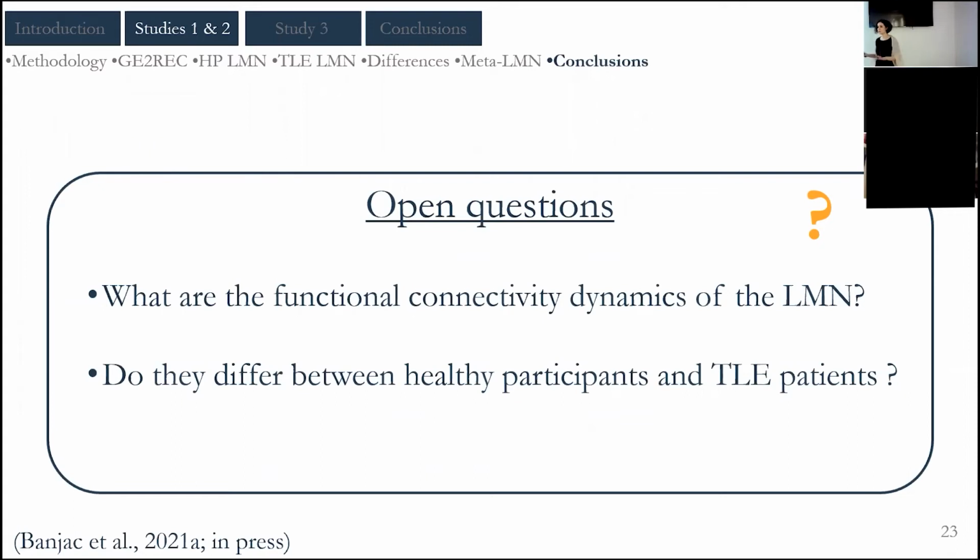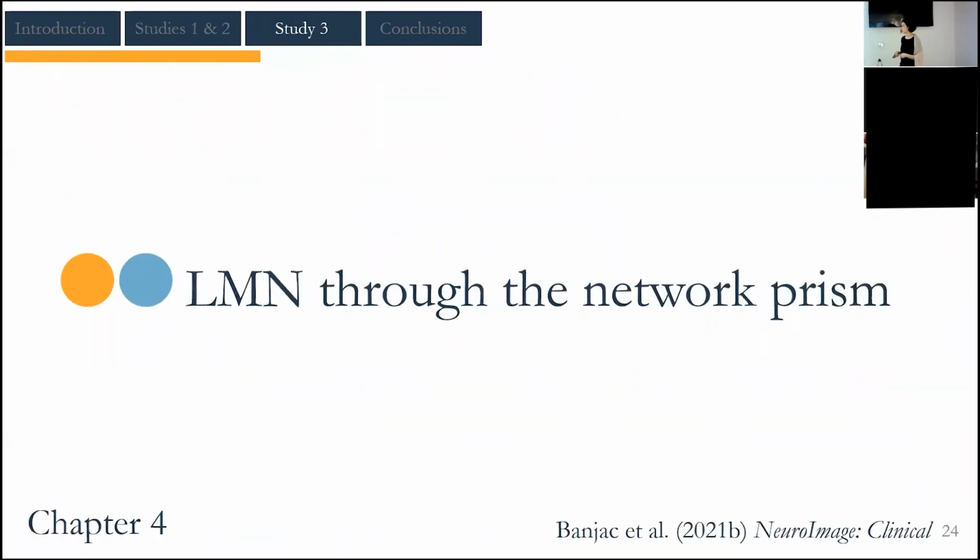First of all, we're talking about network. So how are the regions of this network communicating between themselves? We say that it's a dynamic network, but how does it really adapt to task demands? And finally, does this differ between healthy participants and temporal lobe epilepsy patients? To answer these questions, we performed our final study.